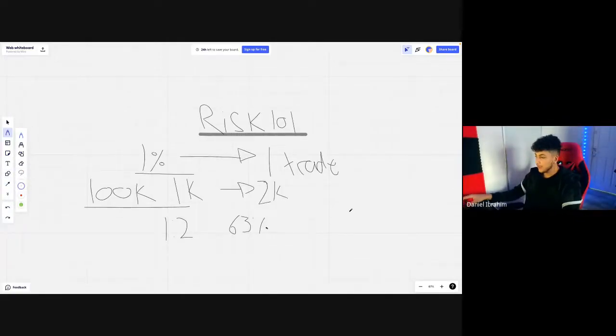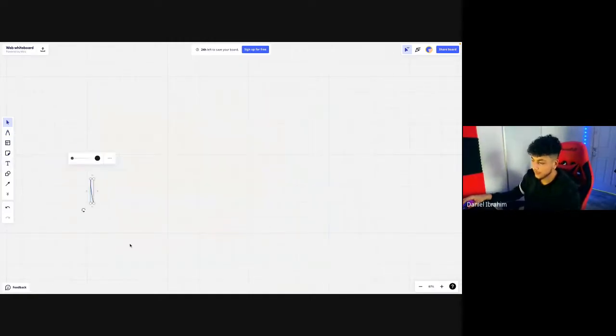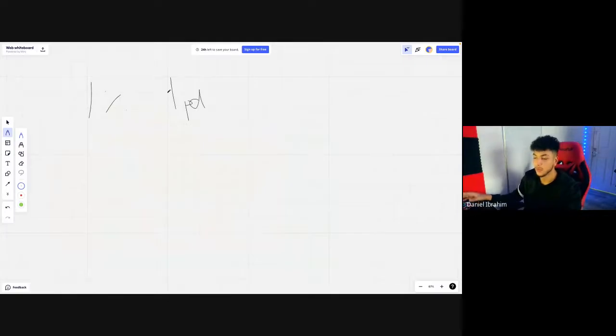Cool. So just to swing back round into the risk and the stuff we were talking about, just to recap: you only ever trade 1% risk per trade, of your account balance, and that's once per day. 1 trade per day regardless.